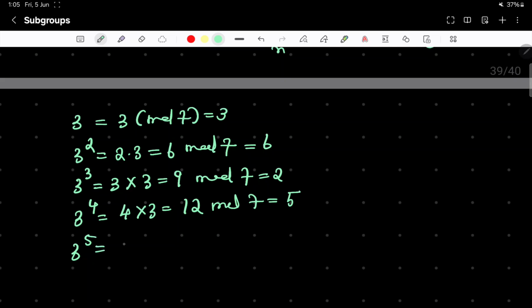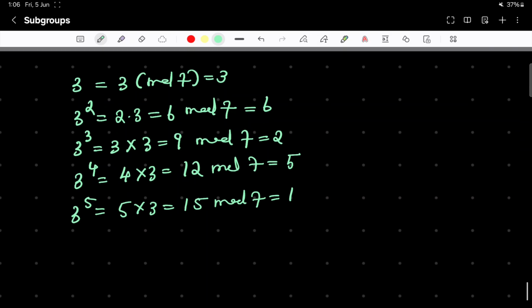Let's do 3 raised to 5. It is 5 times 3. This is 15 mod 7. So that will be 1. So don't stop here. 1 is not the identity in the additive group Z7 under addition mod 7. So you need to get 0. Now 3 raised to 6, we will see 6 times 3, so it is 18 mod 7. So what you get is 4.